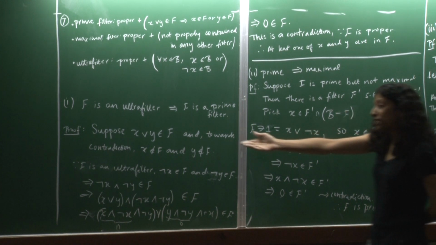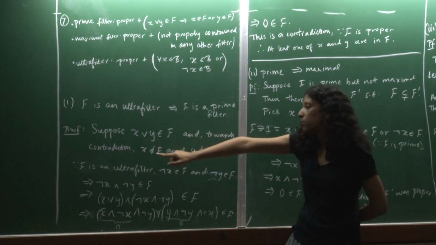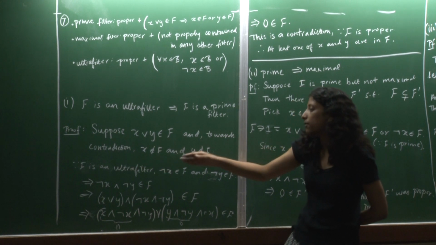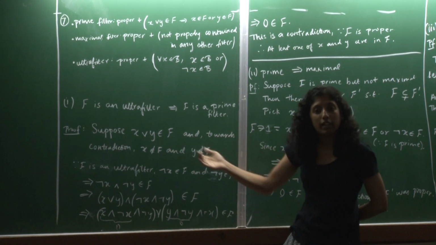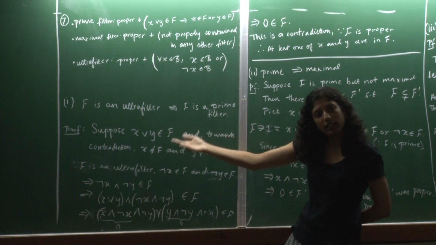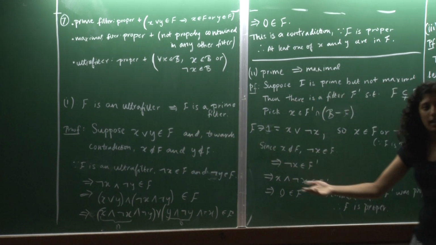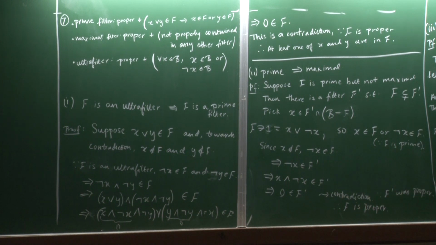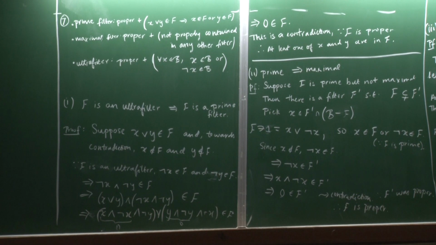What is this a contradiction to? It's a contradiction to our assumption that X does not belong to F and Y does not belong to F. So that means that one of them has to belong to F, and since X and Y were arbitrary, F has to be a prime filter. Any questions? Okay. Next, let's show that a prime filter is going to be a maximal filter in a Boolean algebra.